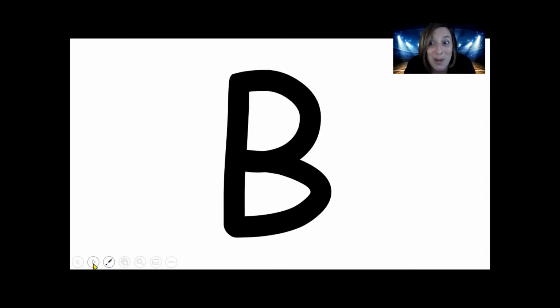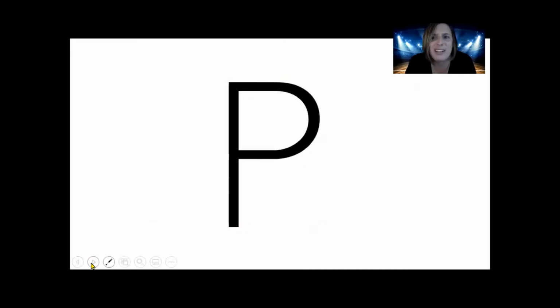Wow, so many of you jumped right up. This is the uppercase B. I see that straight line down, and I see one big belly and two big bellies. How about this one? Is this uppercase B? I see a straight line down, and I see a belly.